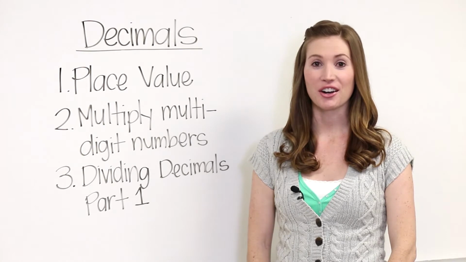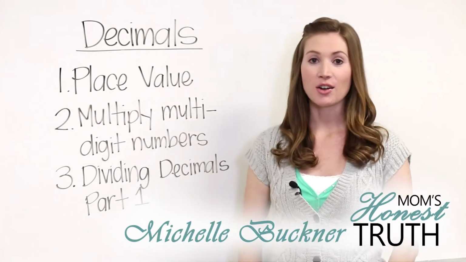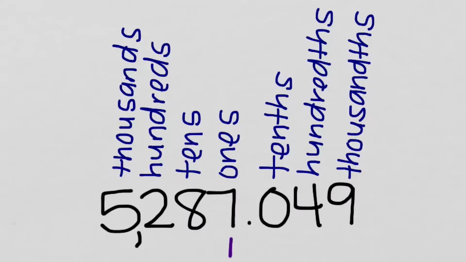Before watching this video, there are a few things you need to know. First, place value. Not only do you need to be familiar with place value to the left of the decimal point, ones, tens, hundreds, thousands, but also place value to the right of the decimal point, tenths, hundredths, thousandths.